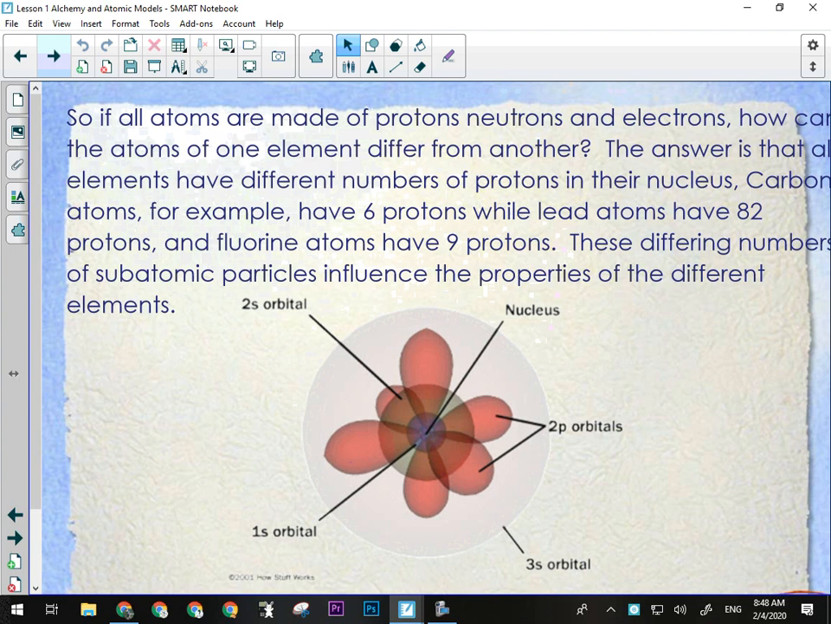We got, like we said, the 1s. Okay, we have the 2s orbital, which is also kind of a spherical region around the nucleus. Okay, and then you've got the 2p orbitals, which look kind of like teardrops or balloons.